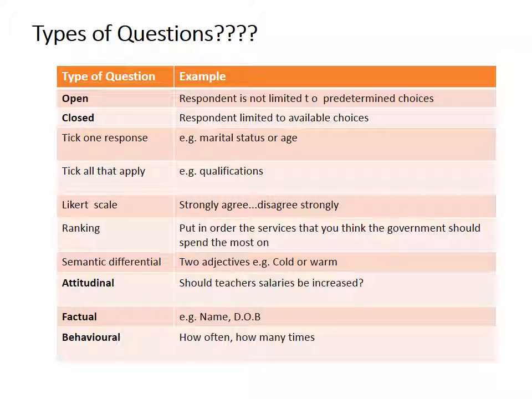Alternative types of closed questions: tick one response or select one response. Marital status is a typical closed question. Tick all that apply is a closed question, and you have a list of qualifications and you tick the ones that you hold.